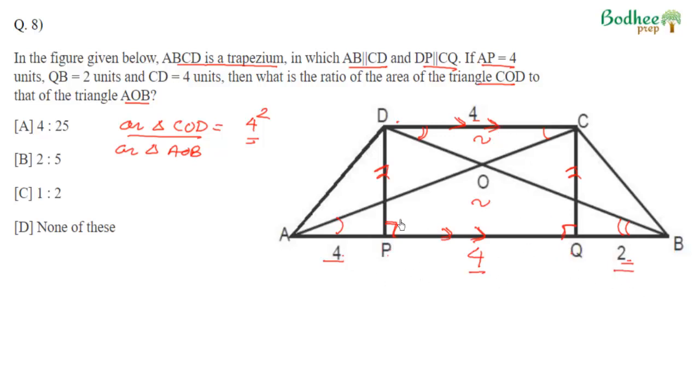Combining all three, it will be equal to 10 square. So on calculation, I'll be getting it as 16 by 100, or we can say 4 by 25. So option A becomes the right answer. Very easy question. Anybody can solve it.